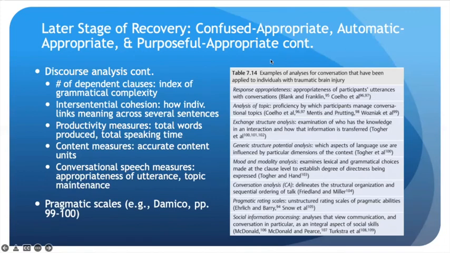Here are some examples of analyses for conversation that have been applied to TBI patients: response appropriateness, analysis of topic, exchange structure analysis, generic structure potential analysis, mood and modality analysis, conversation analysis, pragmatic rating scales, and social information processing. So these are other types of analyses for conversation that are available and that have been used in the literature.